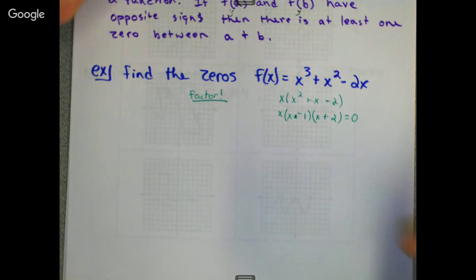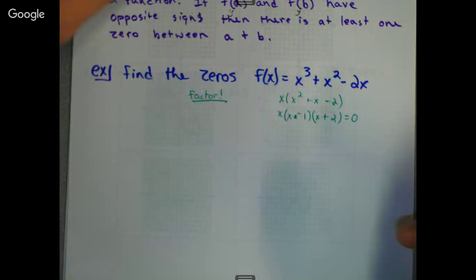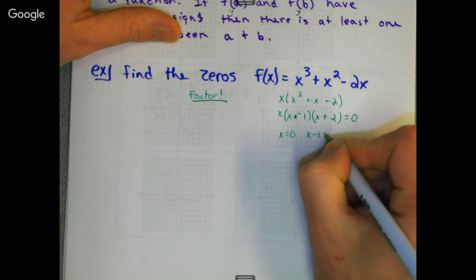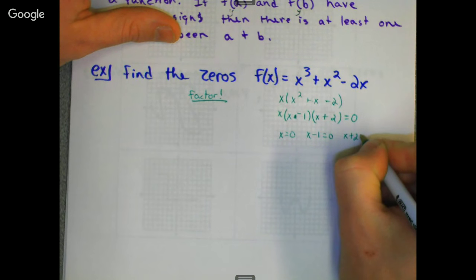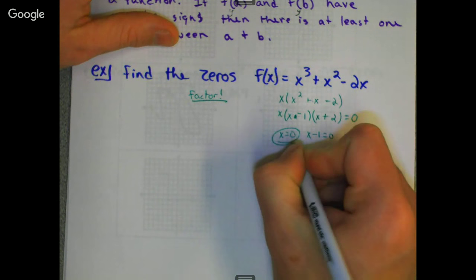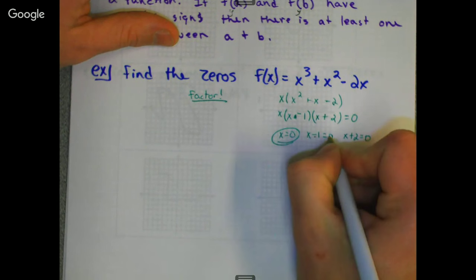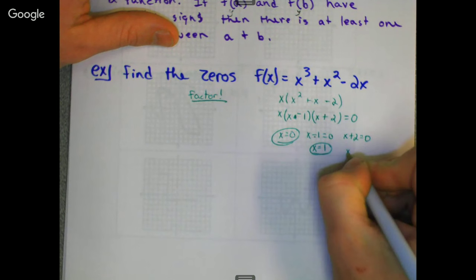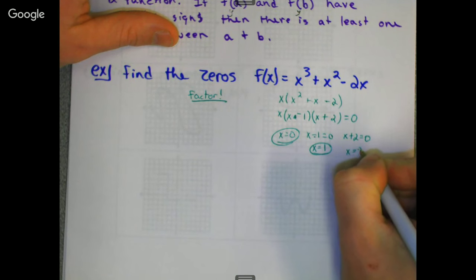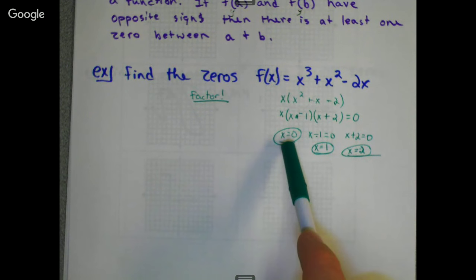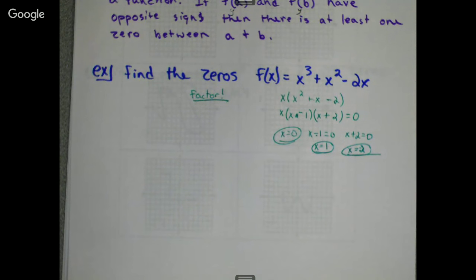And then we're setting it equal to 0. We are finding when y is 0. So I have x equals 0, x minus 1 equals 0, x plus 2 equals 0. So x is 0. There's one zero. Add your 1, so x equals 1, and subtract your 2: x equals minus 2. So there's your other zero. So your zeros are 0, 1, and minus 2.